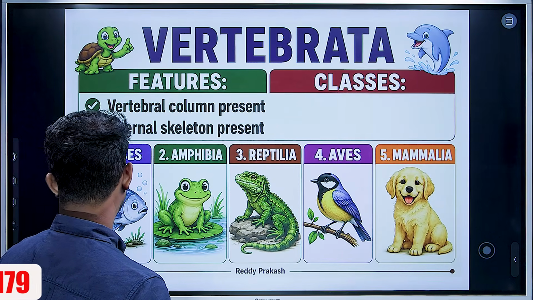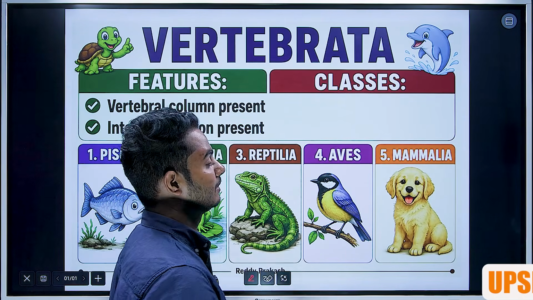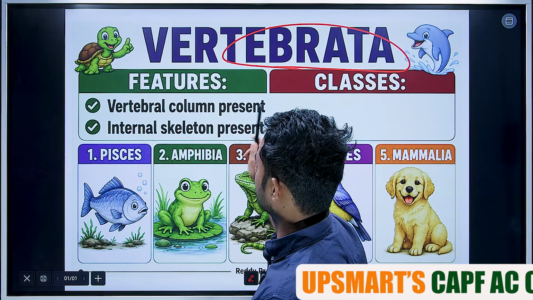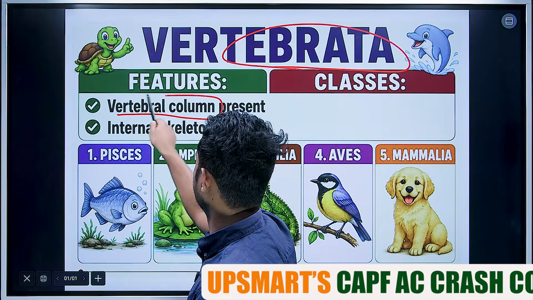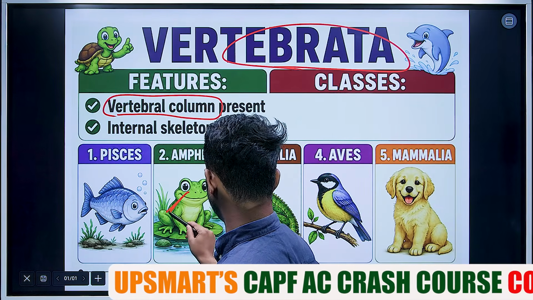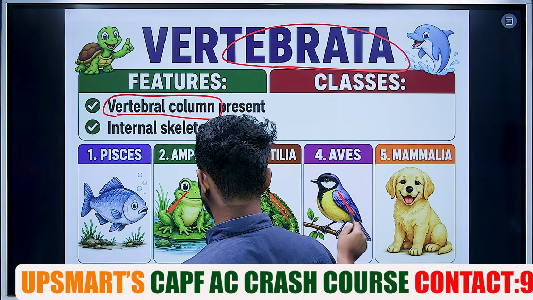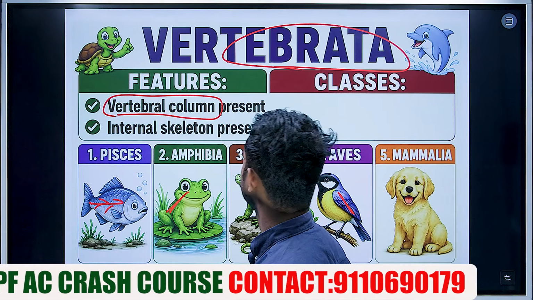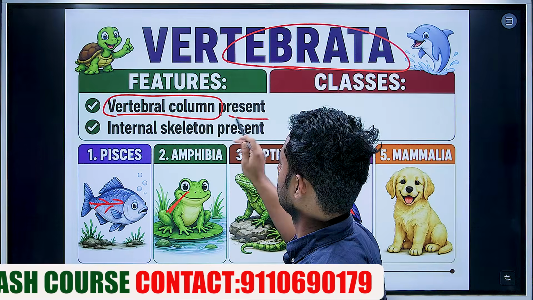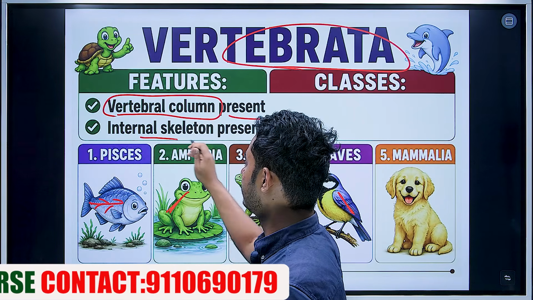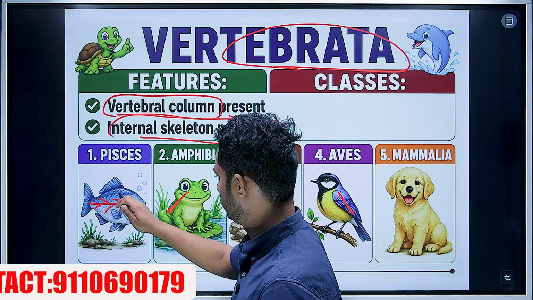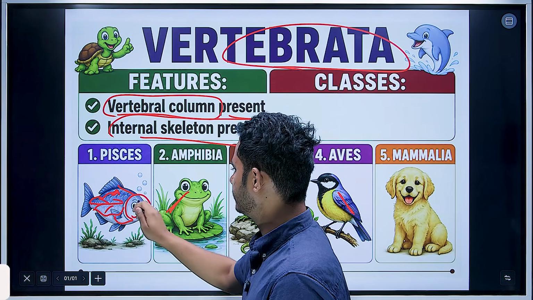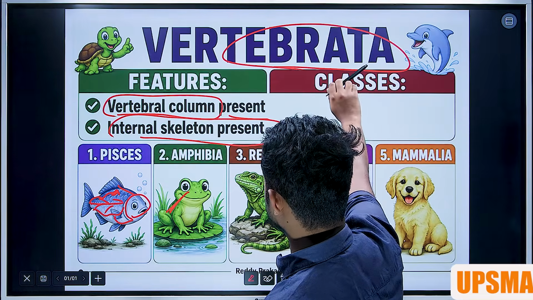Next is vertebrata. What is vertebrata, sir? The name seems like somewhere I have heard vertebrata. Yes, vertebral column. When a vertebral column, a supporting vertical column, is present, then it is called vertebrata. Vertebral column is present, and the internal skeleton will be there around that vertebral column. You will have a skeleton like this. Then those are called vertebrata.